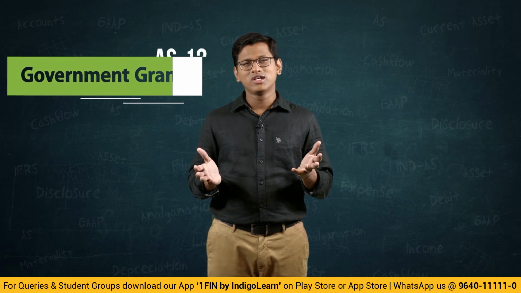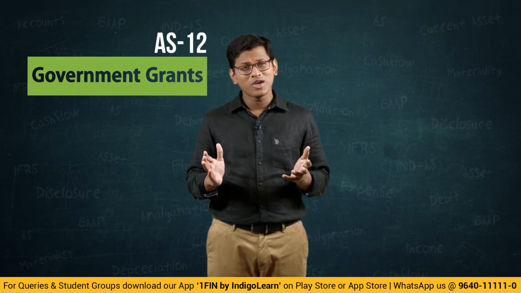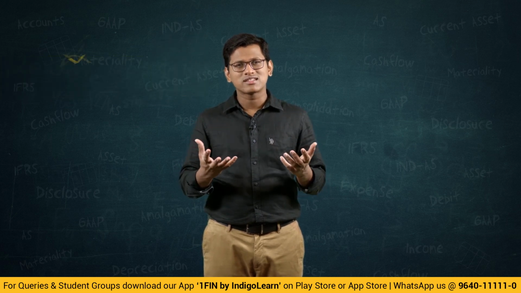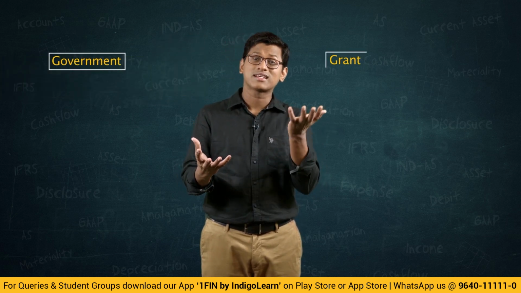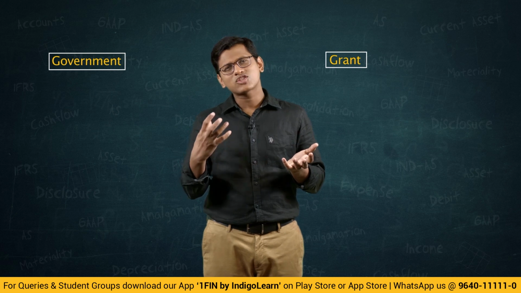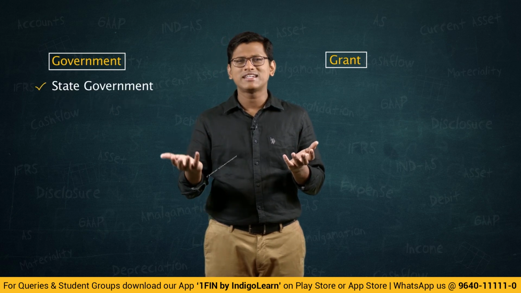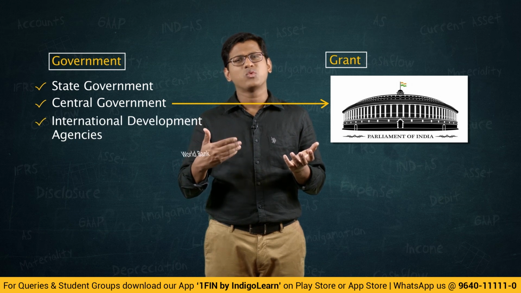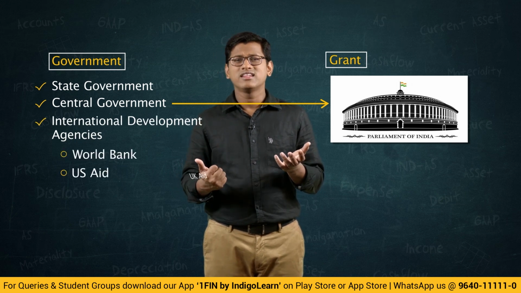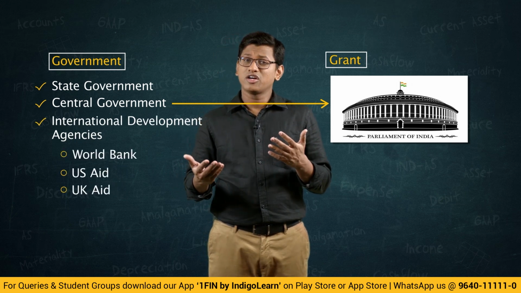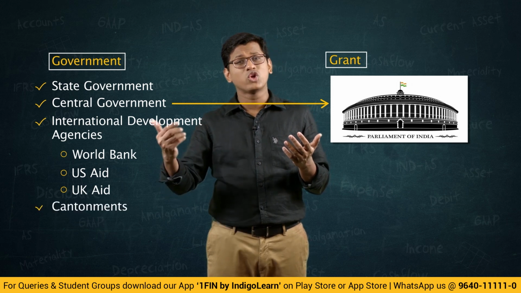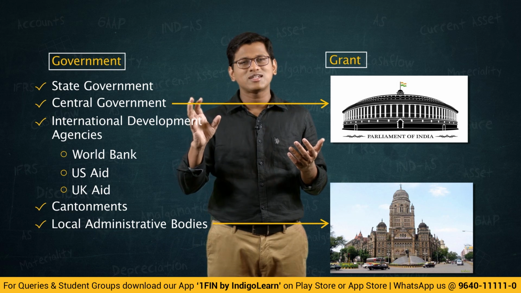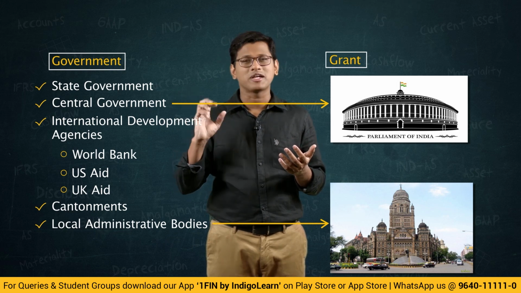Friends, today we are going to learn about Accounting Standard 12 on government grants. Let's first understand what that word means, government, and then the other word, grant. Government in this context refers to state government, central government, any international development agency like the World Bank or US Aid or UK Aid. Then you may also have cantonments or local administration bodies. So all these come under that broad definition of government.